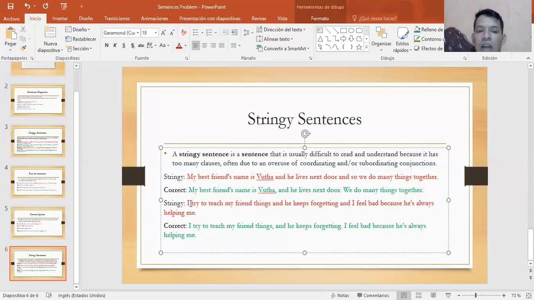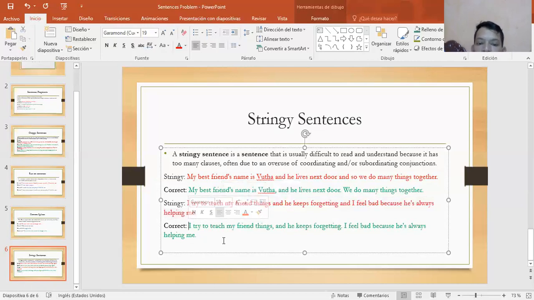Another example is, I tried to teach my friend things and he keeps forgetting, and I feel bad because he is always helping me. Like in the previous sentence, we are overusing "and", so it's very common. The most common mistake in this kind of sentence is overuse of coordinating and subordinating conjunctions, like I said previously. And this mistake we can correct in this way.